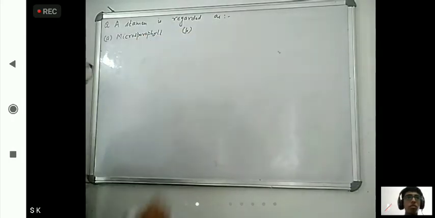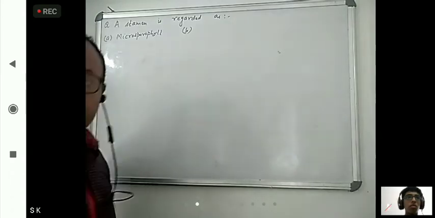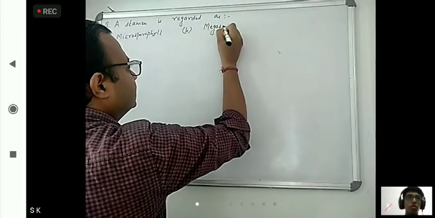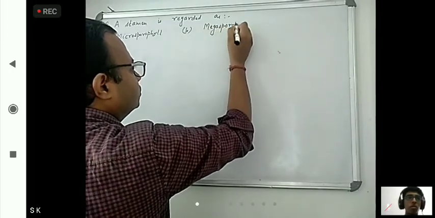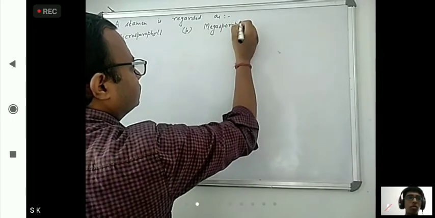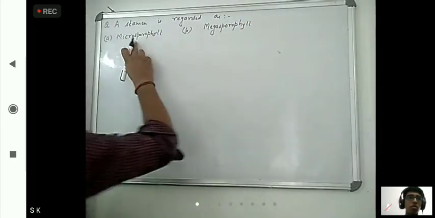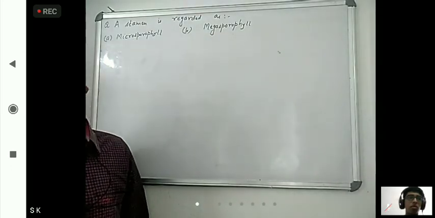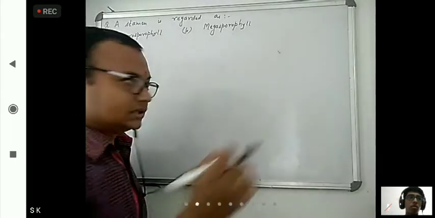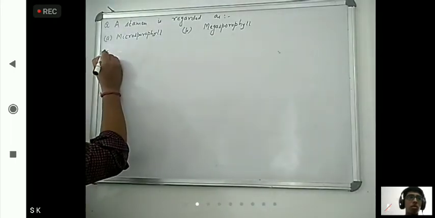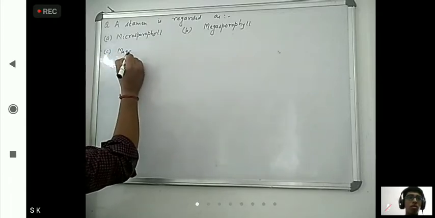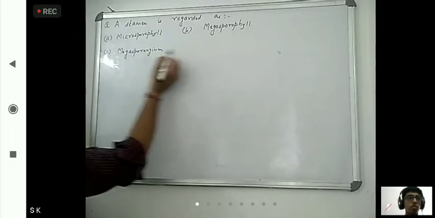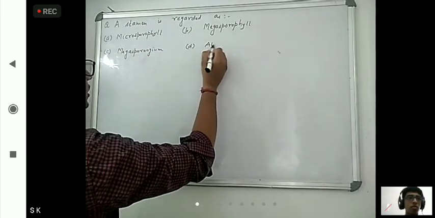Okay. Next option is megasporophyll. First one is microsporophyll. Next one is megasporophyll. Third one is megasporangium. And the fourth one is all of these.